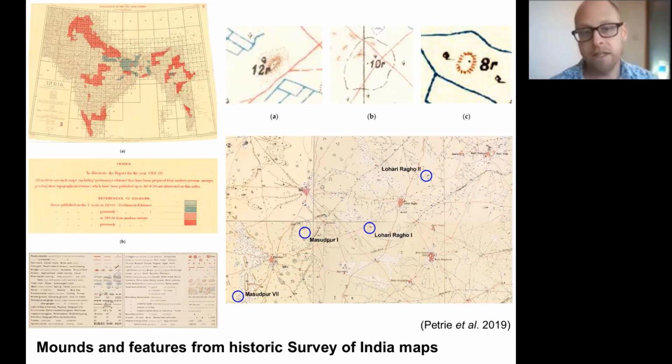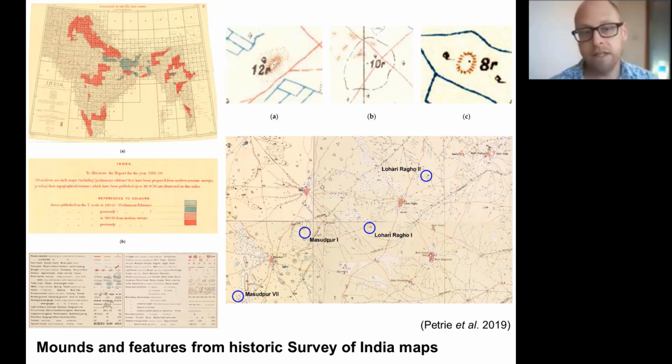So we started to look at historical maps. These were maps that were actually documented as a part of the Survey of India, which was developed under the period of British imperial control in India and Pakistan. And there was a systematic survey of the whole of South Asia that was undertaken. And in the process of recording that survey, which was designed for very imperial requirements, the surveyors actually documented thousands and thousands of archaeological sites in their process.